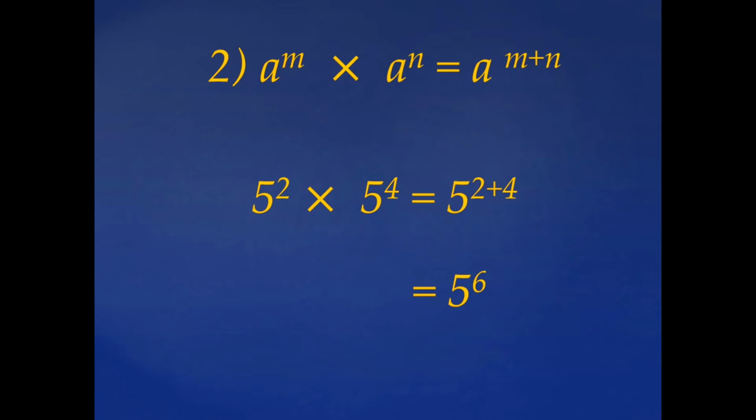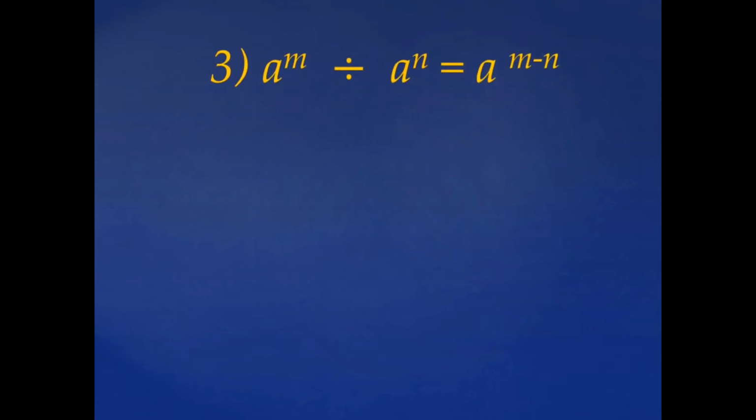Let us consider the next law of indices, that is a raised to m divided by a raised to n is equal to a raised to m minus n. This is exactly opposite to the previous one. Now here also the base is same and the indices are different and we are dividing the first number by the second, so we should subtract the indices. If we have one example 7 raised to 5 divided by 7 raised to 3, it should be 7 raised to 5 minus 3, that's 7 raised to 2.